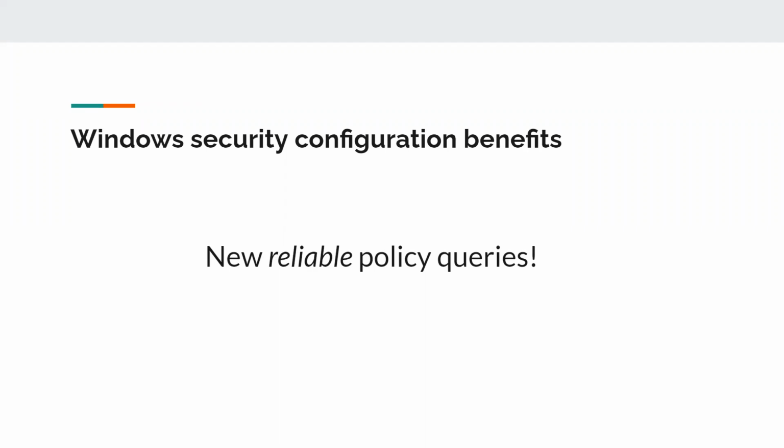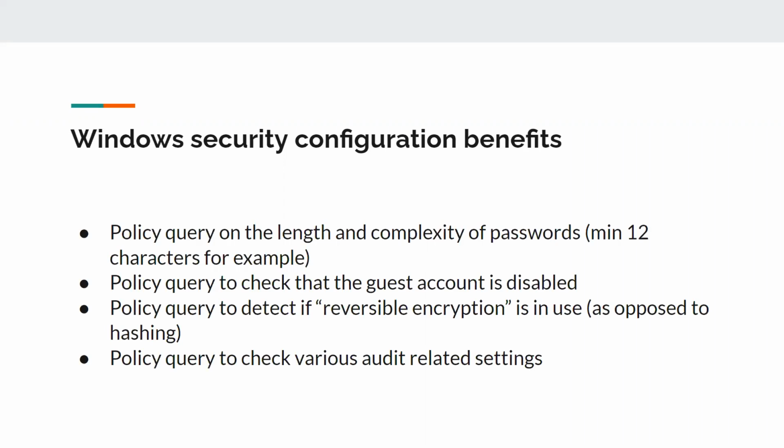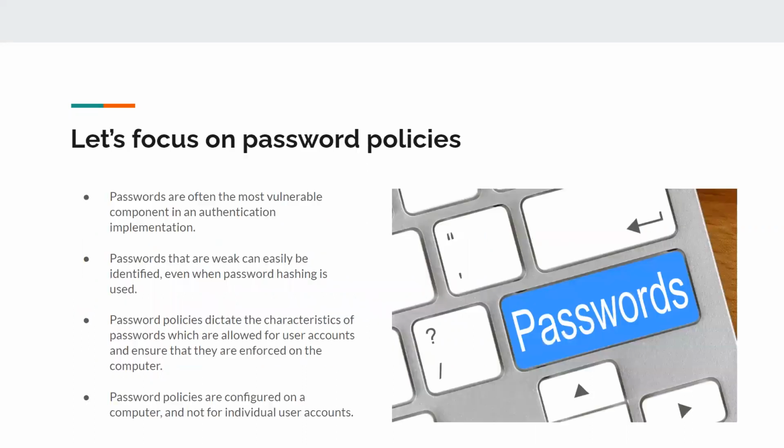And we found that by having this information, we are going to be able to create new and reliable policy queries, such as the one that Guillaume was showing a moment ago. So for example, we found that we can check for things like the minimum number of characters that a password should have. We can check if the guest account was disabled. We can check for properties of the password. We can even check for audit information.